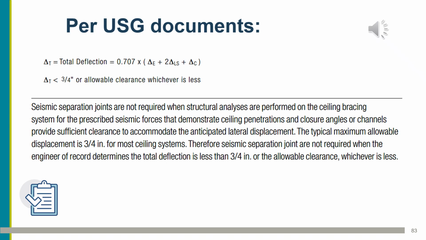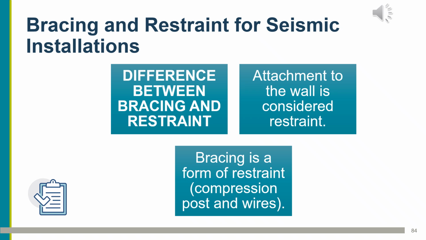So we hear this term bracing and restraint concerning seismic, so let's talk a little bit about this. Attachment to the wall is considered restraint. Bracing is a form of restraint, like a compression post or the wires.